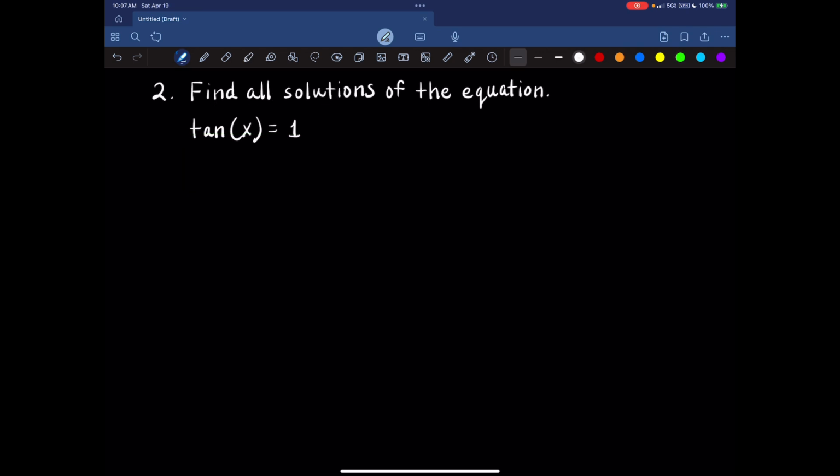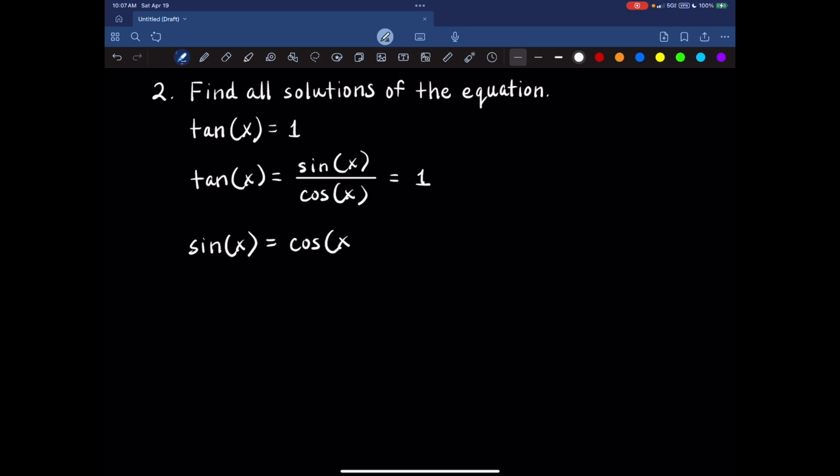So now let's look at the second problem, where we're asked to find all solutions of the equation tangent x equals 1. So let's think about this a little bit. Tangent x equals 1. Well, tangent x is equal to sine of x over the cosine of x, right? But in this case, we have to set this equal to 1. So for this to be true, sine of x has to equal cosine of x.